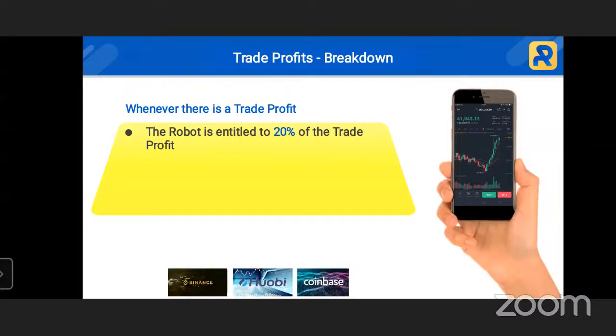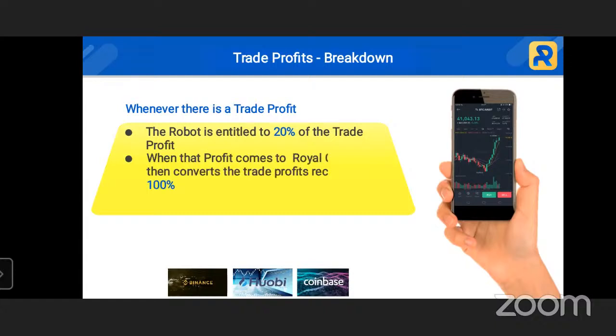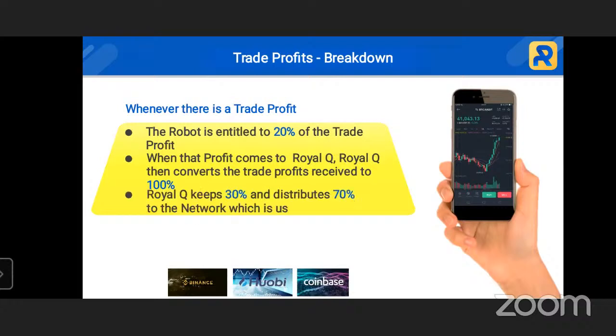Whenever there is a trade profit, the robot is entitled to 20% of that trade profit. What do I mean? If you make $100 in your Binance account or in your Coinbase, the robot is entitled to 20% of that. So when the profit comes to Royalq, Royalq then converts the trade profits to 100%. So Royalq keeps 30% and distributes 70% to us, which is our network.